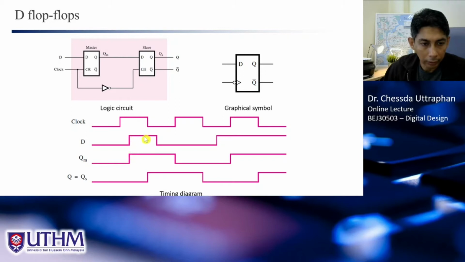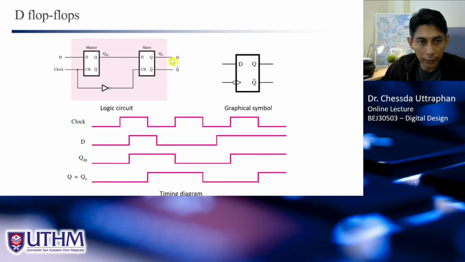Go to 1 until here, then go down, but the clock is not active, so QM will still remain 1 until the clock is active here. Because D is 0, it will go down to 0 until here the clock is active, then go up. So this is the output of the master, which is the latch.